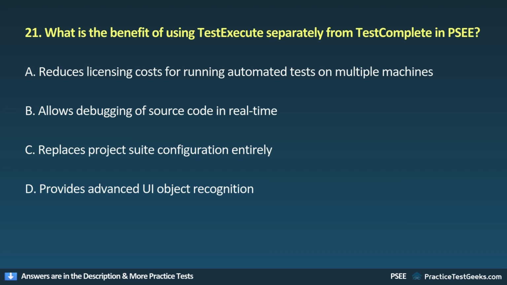21. What is the benefit of using test execute separately from test complete in PSEE? A. Reduces licensing costs for running automated tests on multiple machines. B. Allows debugging of source code in real time. C. Replaces project suite configuration entirely. D. Provides advanced UI object recognition.